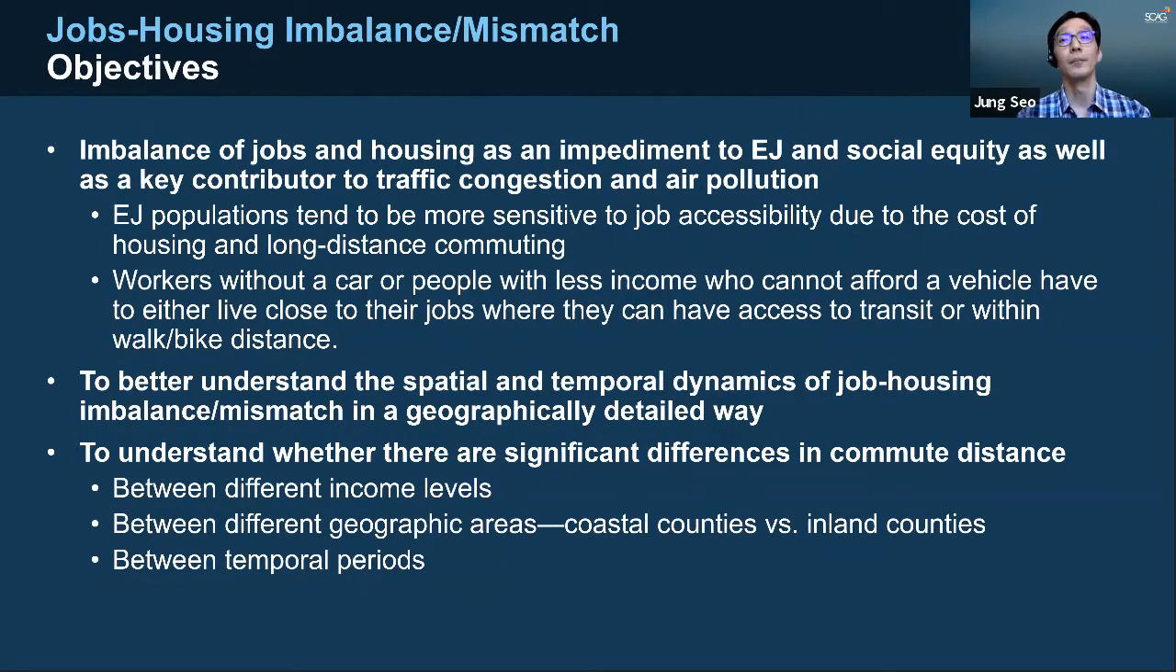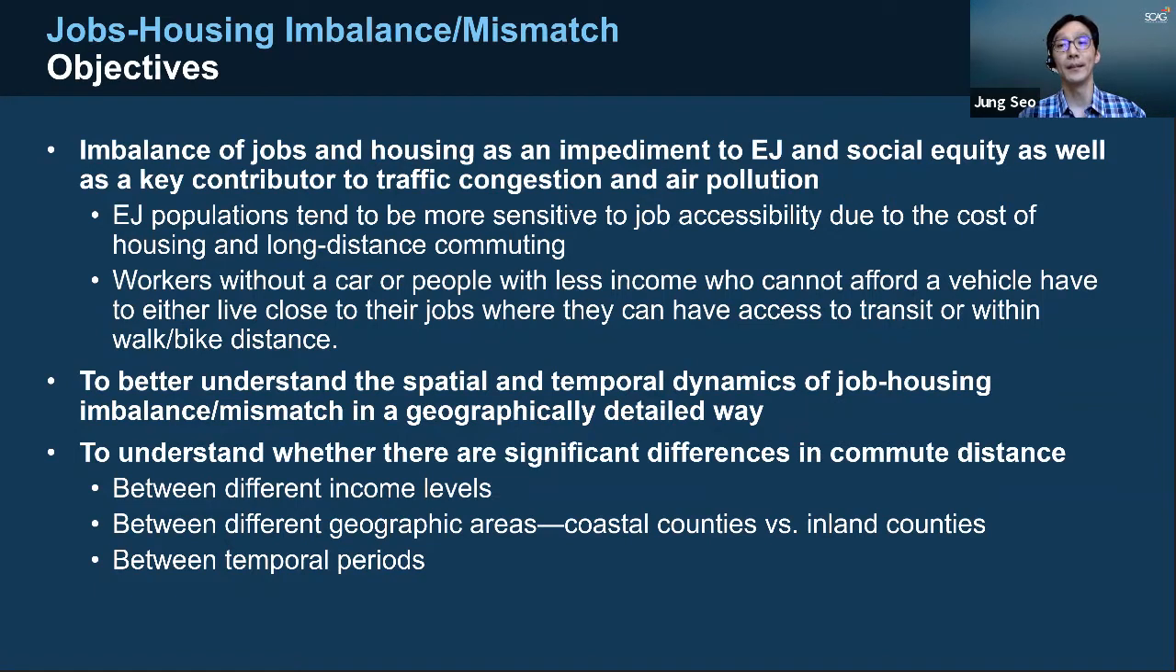So in the practice of regional transportation planning, this topic, jobs and housing imbalance or mismatch, is considered one of the key contributors to long-distance commuting, traffic congestion, and air pollution. And in addition, the spatial or geographic mismatch between where people work and live is considered an impediment to environmental justice and social equity, given that the EJ populations tend to be more sensitive to job accessibility due to housing cost and also commuting cost.